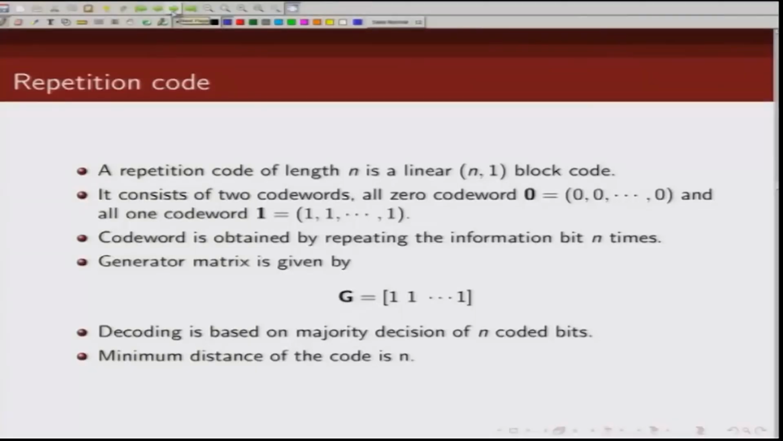And we can see the minimum distance of this code is n, because there are only 2 code words, the all 0 code word and the all 1s code word. So, it can correct floor of n minus 1 by 2 errors, and it can detect n minus 1 errors. Because any error pattern of weight less than n would not change it into any valid code word. So, all error patterns up to weight n minus 1 can be detected by this repetition code.